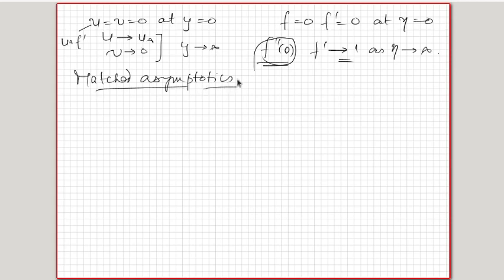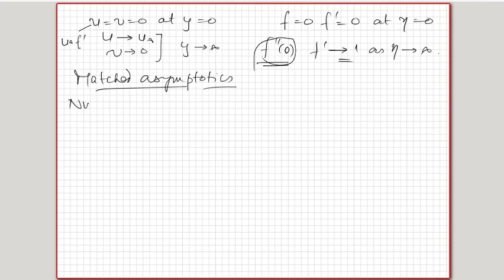Where in the outer region u is equal to u infinity, and in the inner region u starts from 0 and goes to u infinity. So you match u equal to u infinity and find the edge of the boundary layer, which is y equal to delta. Okay, so that's how you do it.